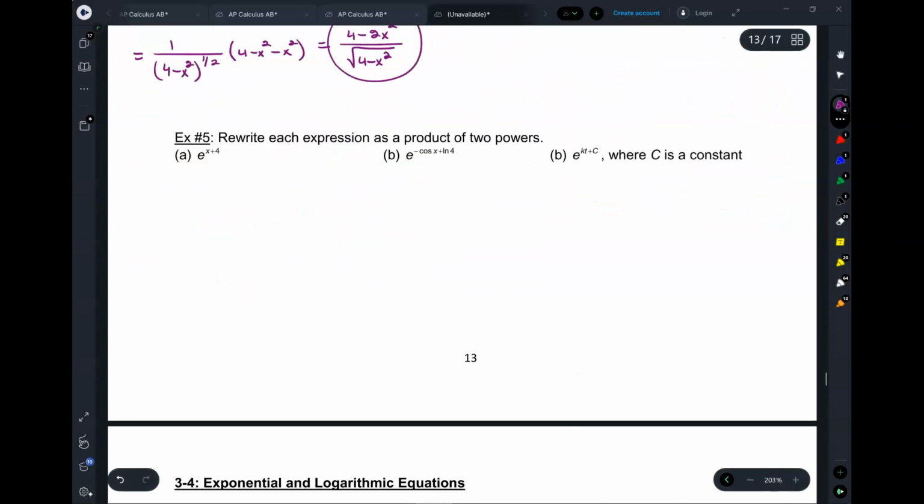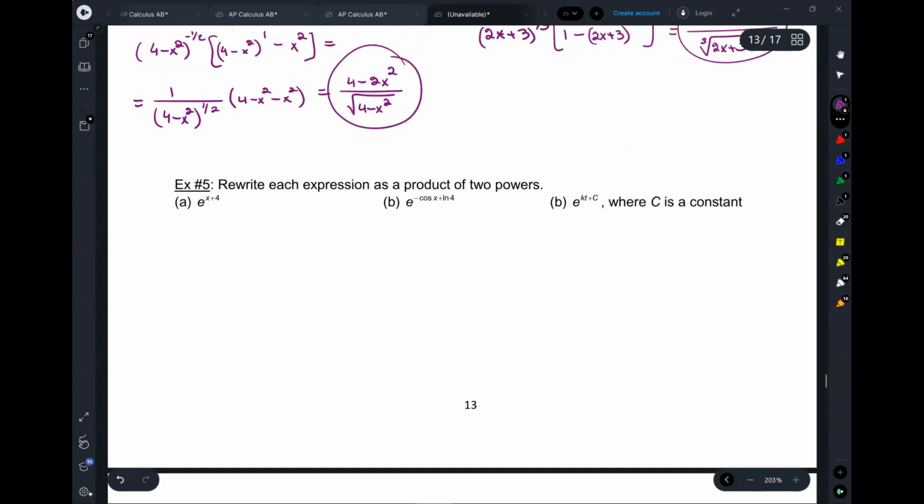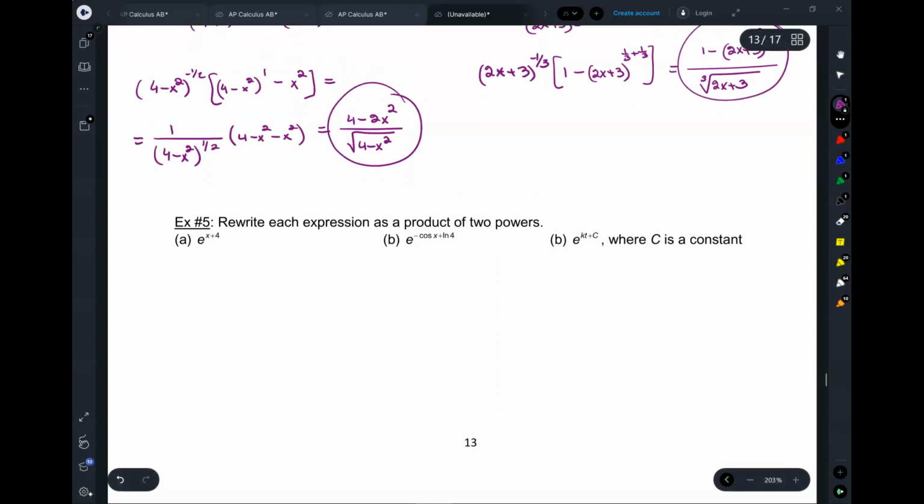Okay, let me do this one too. Okay, so now take a look at this one. Now we're going to go backwards, right? So if you have a to the b times a to the c, what is that? A to the b plus c. But now, would you be able to go backwards? If you had a to the b plus c, would you be able to go that way? Yeah, of course you can.